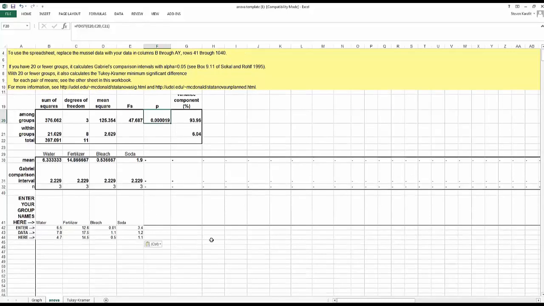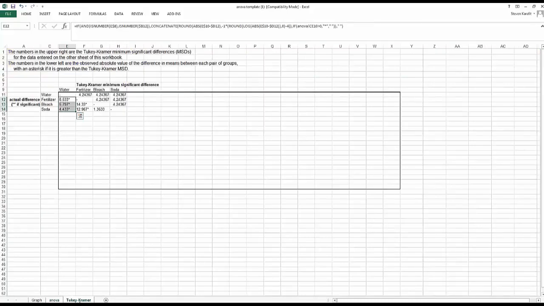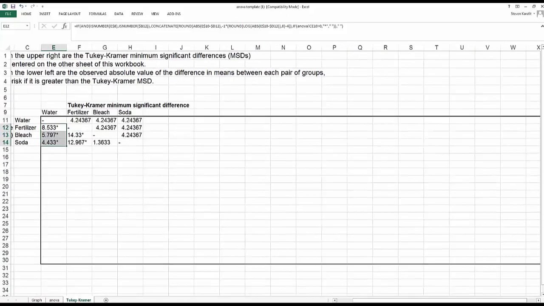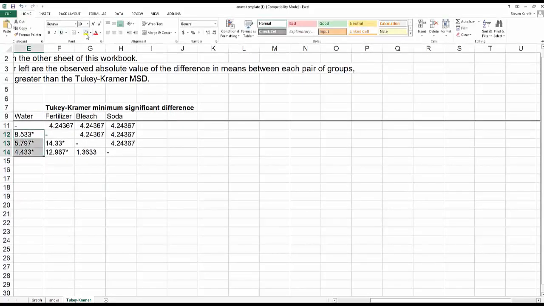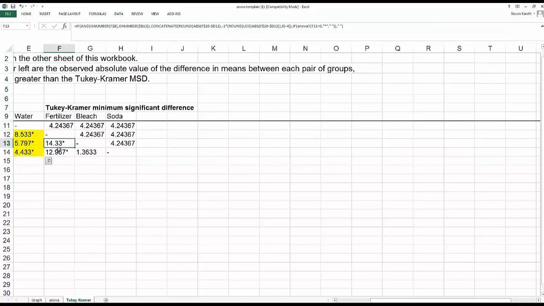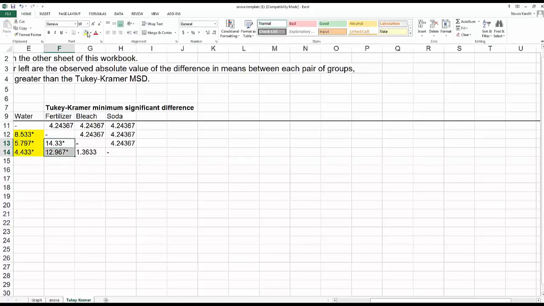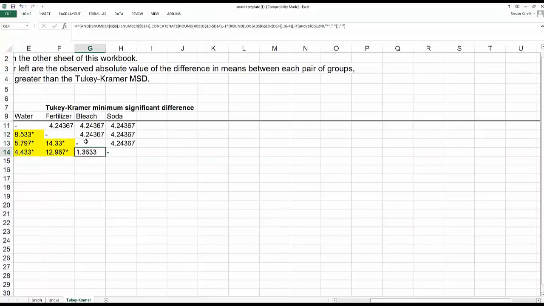So to figure out which one, we go to this next tab called Tukey-Kramer. This is a post-hoc analysis, meaning an analysis of the data from the Anova. And we're going to then be able to use it to figure out which treatments were different. Let me zoom in on this real quick. Now what you need to do is only look at these values that I'm highlighting in yellow. I'm just highlighting these to make it clear which ones we need to focus on.